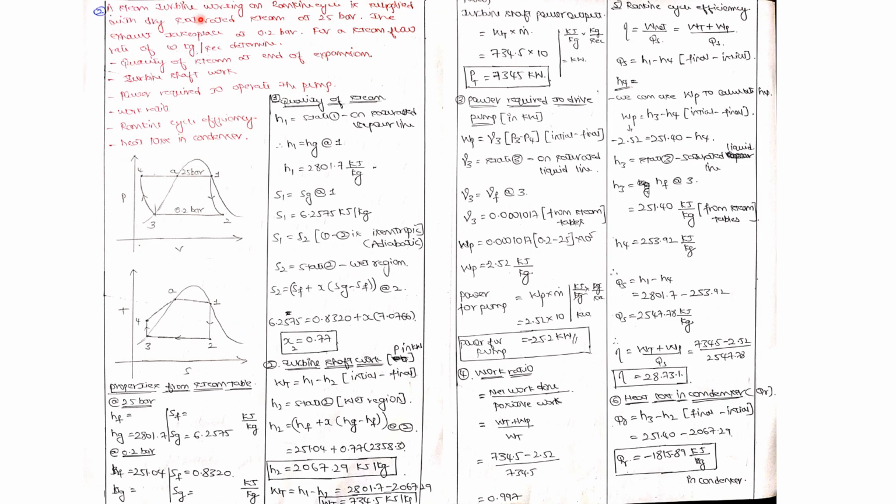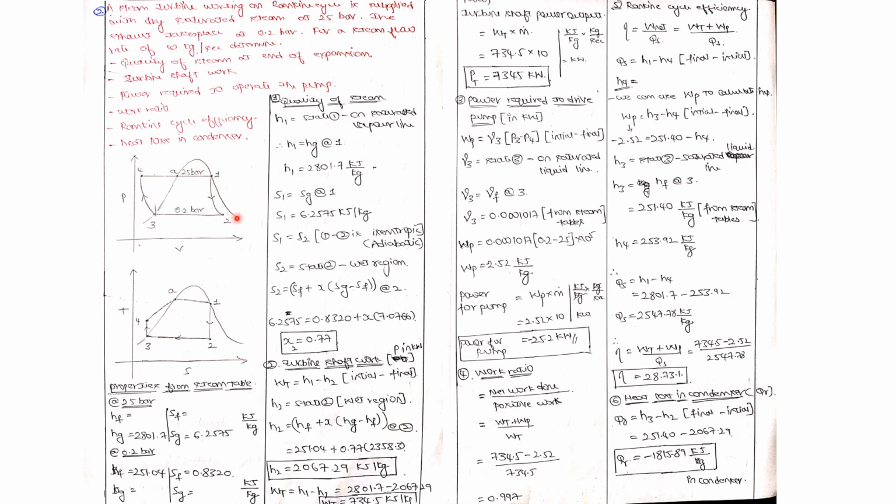A steam turbine working on a Rankine cycle is supplied with dry saturated steam. This word is very important. That means the turbine inlet, whatever kind of steam you are supplying to the turbine, it is dry saturated. Dry saturated in the sense the state 1 is on the saturated vapor line. It is in the dry saturated condition.